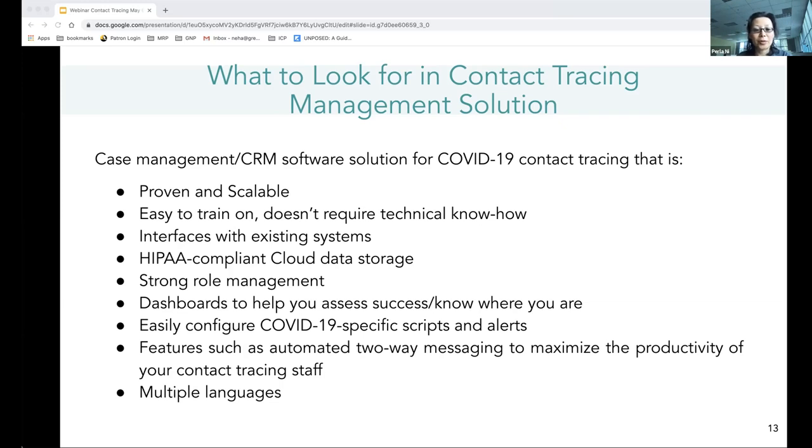And lastly, you want to find a solution that can communicate to people in multiple languages. That is going to be key to reaching some of the most vulnerable and most likely to be hit with COVID-19 impact.